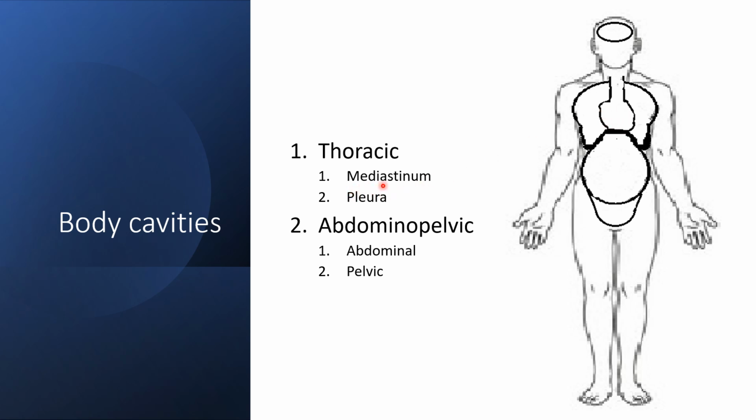Again, if you remember, media means middle. So in the mediastinum, you would have the heart, the trachea, the esophagus. In the pleura, you'd have the lungs. In the abdominopelvic, again, you have the abdominal and the pelvic region here.